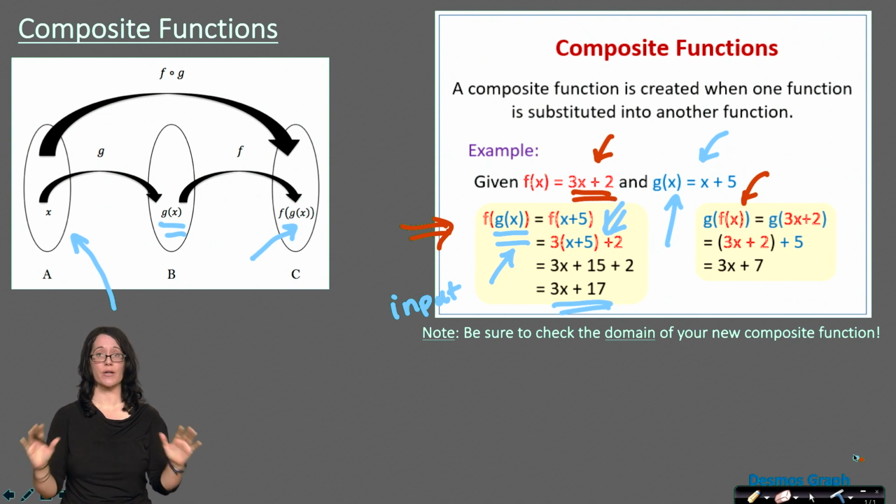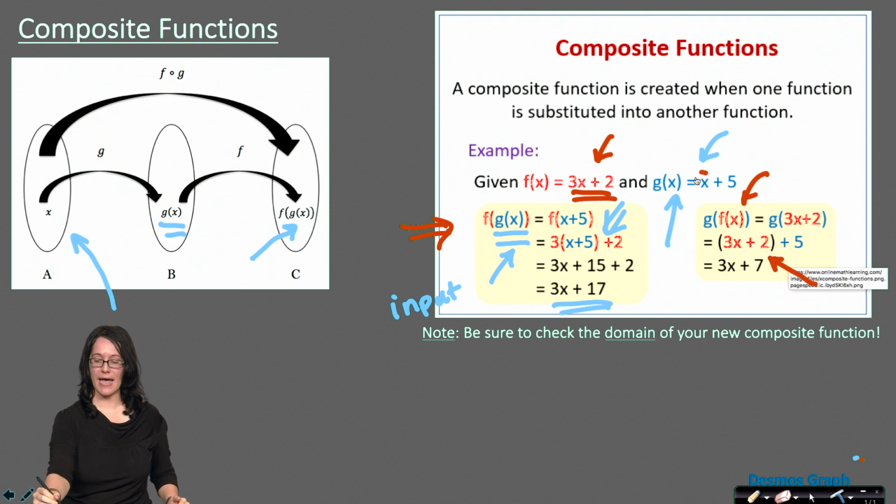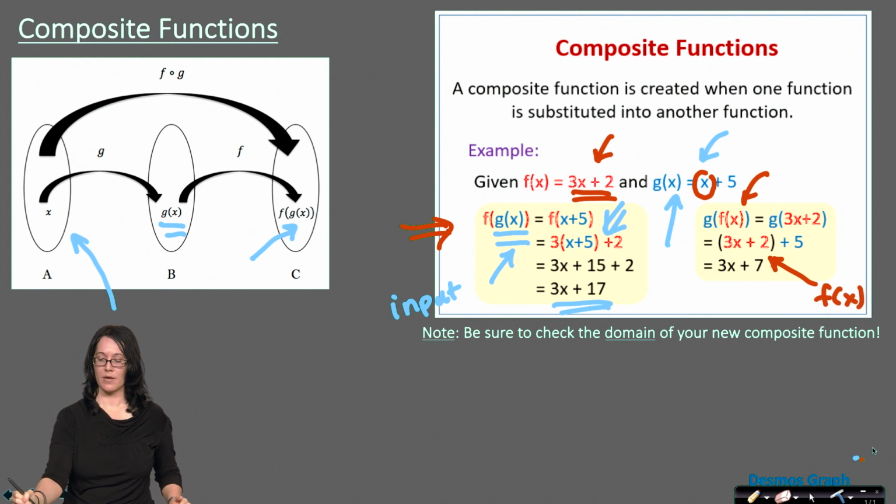So if you want a shortcut, what you're really doing is replacing x in the outside function with whatever the inside function is. One more time, you're replacing x in the outside function with whatever the inside function is. So that's what's happening right here. We're saying instead of the input x, replace it with f of x, which was 3x plus 2. That was our f of x. Now I do basic arithmetic. Add my 2 and 5, I get 3x plus 7.